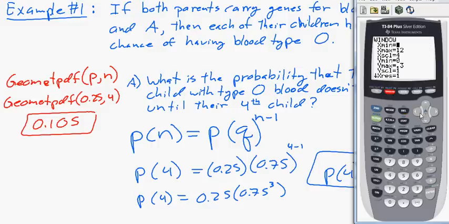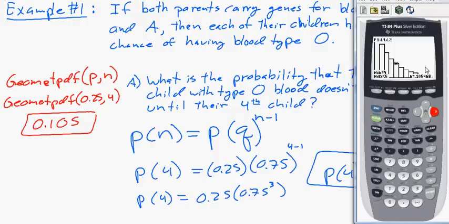Let's change our window settings. Let's make that 0 again. Make our class interval 0.3, that looks good. Graph, and there it is. There's the whole probability distribution. We could hit trace. What's the chance that the first success isn't until the fourth? It's right here, and there's our 10.5%.